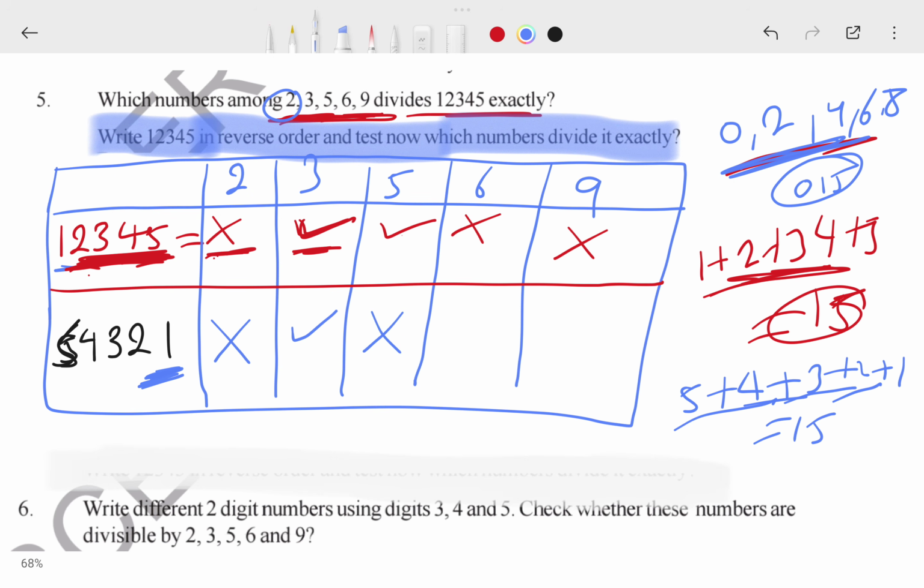Okay? For checking the 6, is this number divisible by 6 or not? We need to check that if it is divisible by 2 and 3, then it is divisible by 6. So it is divisible by 3 but not 2. So it means that it is also not divisible by 6.